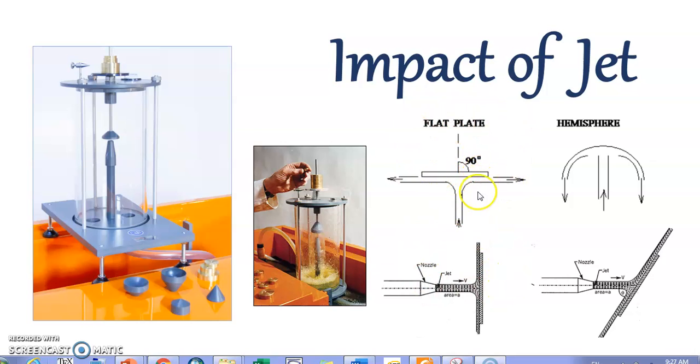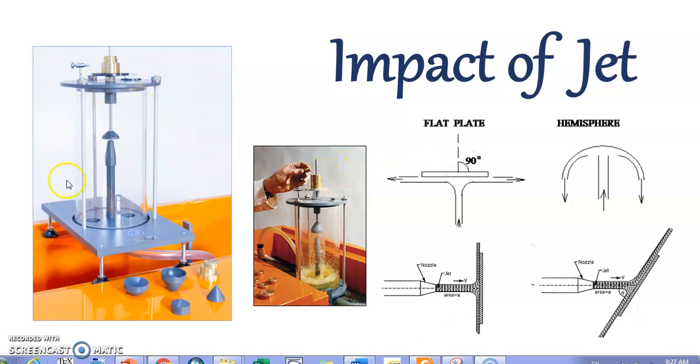You have the plate, and vertically a nozzle is made to exert some amount of pressure on this plate. And how do we achieve the fixity here? It may be a flat plate or a hemispherical vane. The fixity is assumed by adding some weights here, by balancing this plate or a vane through a weight, and the same thing can be seen here.